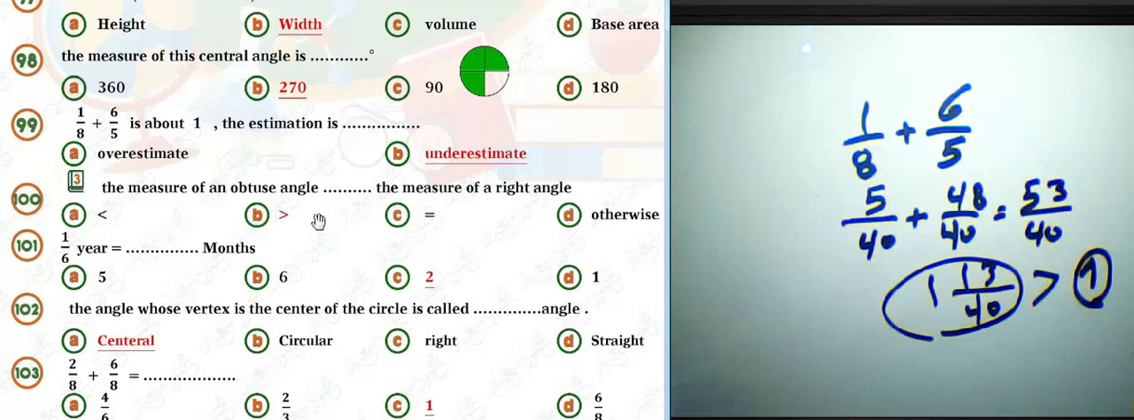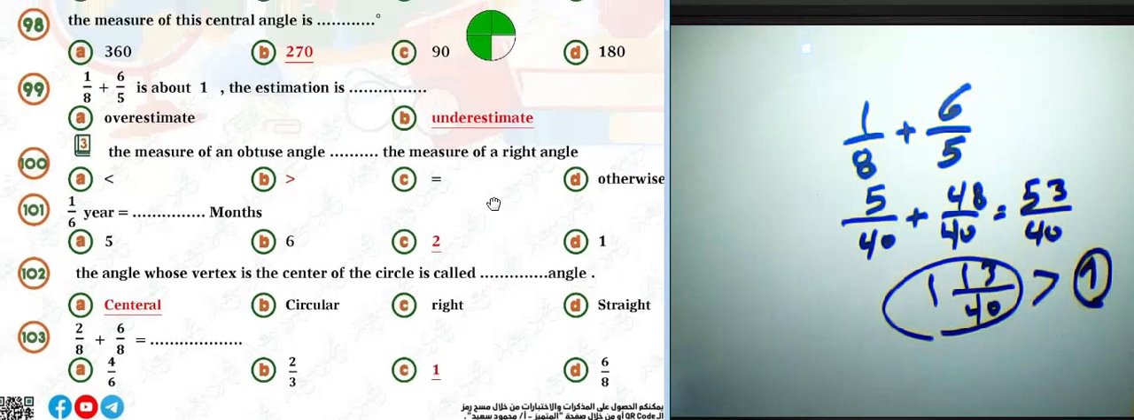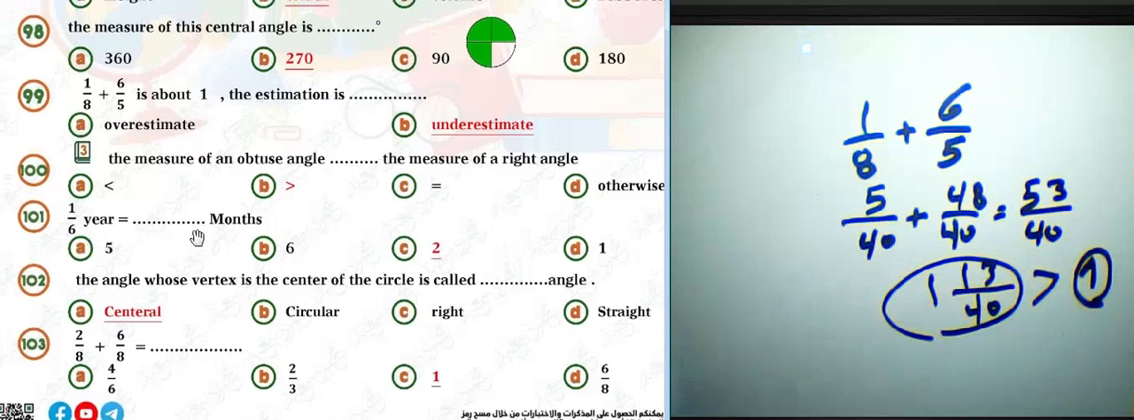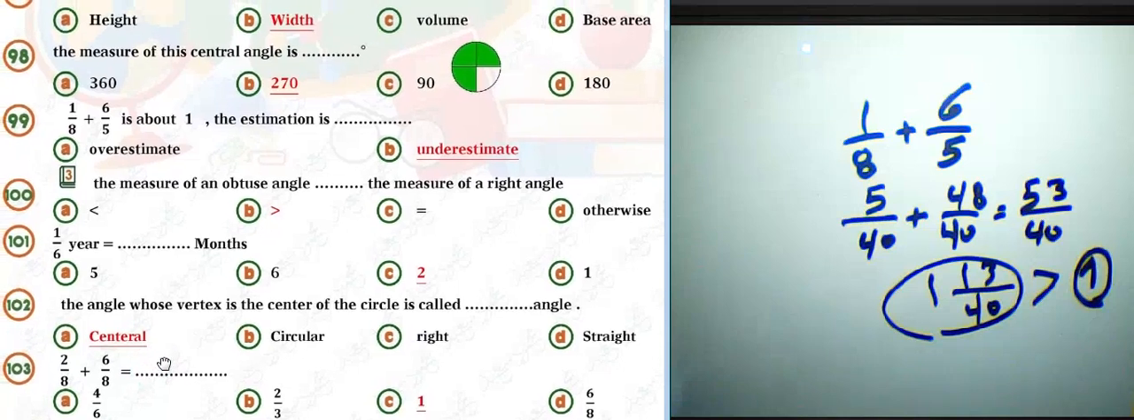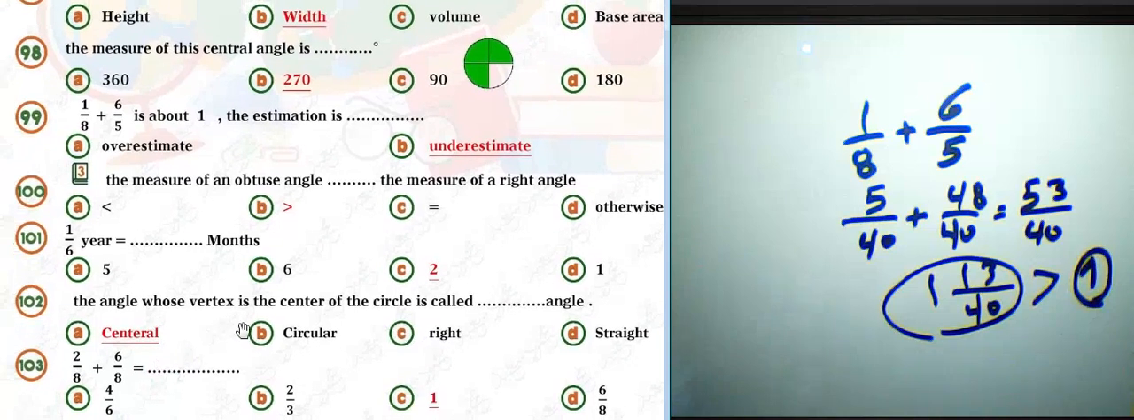The measure of an obtuse angle is greater than the right angle. Obtuse is greater than right angle. One-sixth of the year: how many months? 12 divided by 6 equals 2 months. The angle whose vertex is the center of the circle we call the central angle.